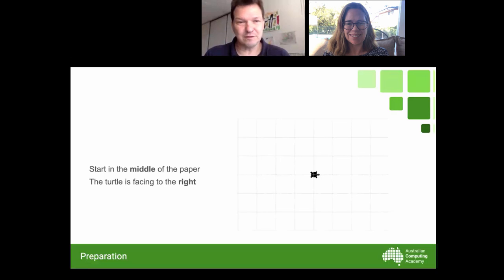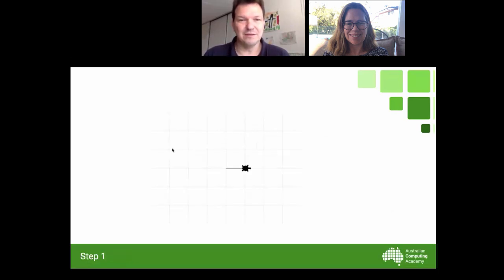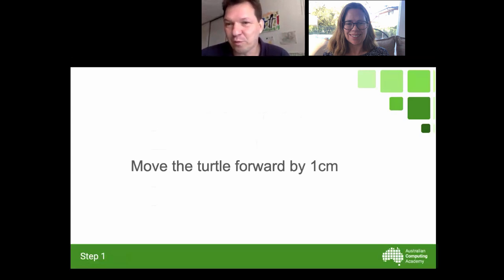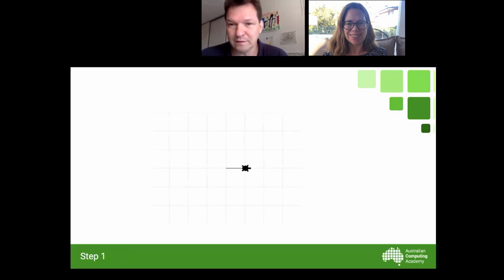Okay, so your first mission is: move the turtle forward by about 1 centimeter. It's facing to the right, and you move forward by 1 centimeter. You got that? So what's the result going to look like? It should look something like this. Your turtle was facing right, and you moved forward by 1 centimeter. You all got that right? Anyone had issues with that? All right, all good, fantastic.